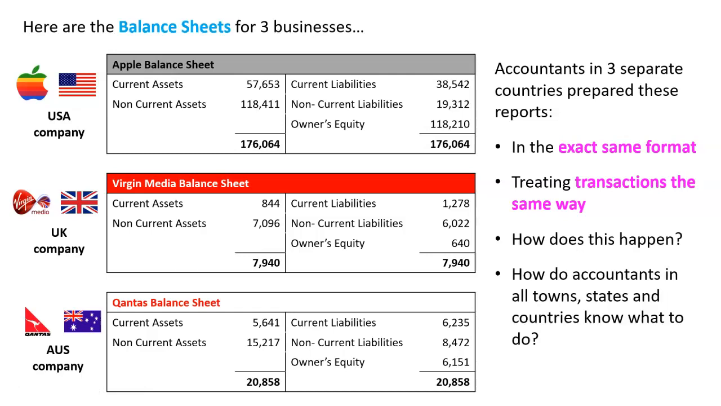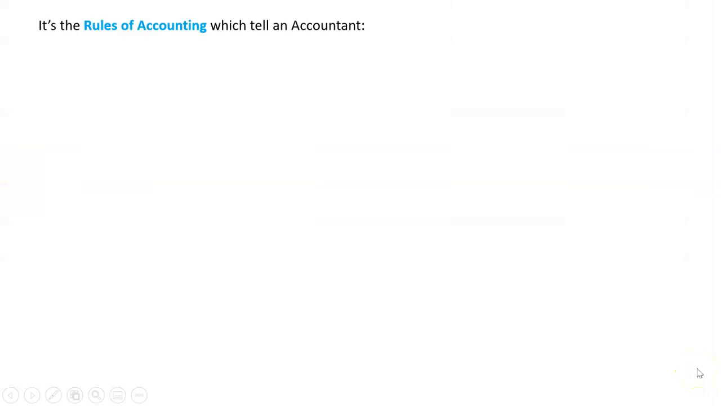That is because accountants in all towns, states, countries, how do they know what to do? Well, we've got some rules that we follow. And these are pretty much universal. Little things differ in each country about taxes and incentives and stuff like that. But for the most part, the rules we're going to learn are pretty much universal throughout the world of business.